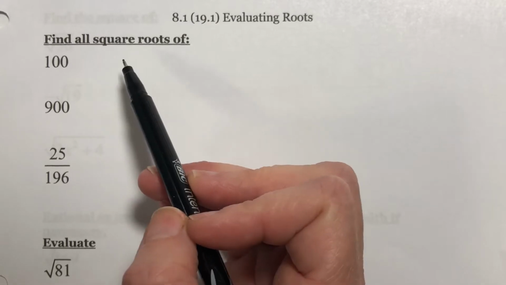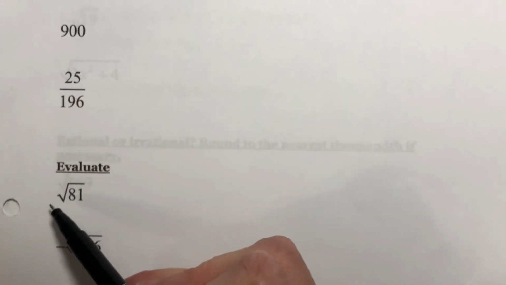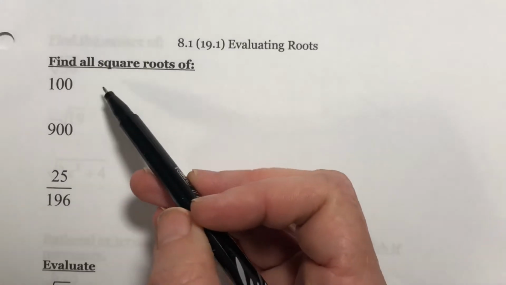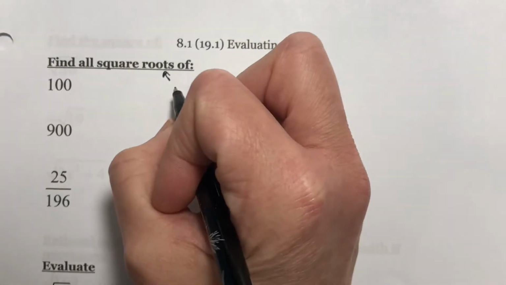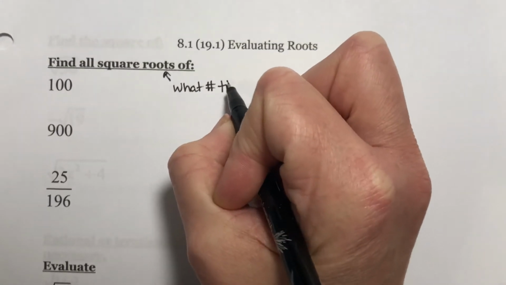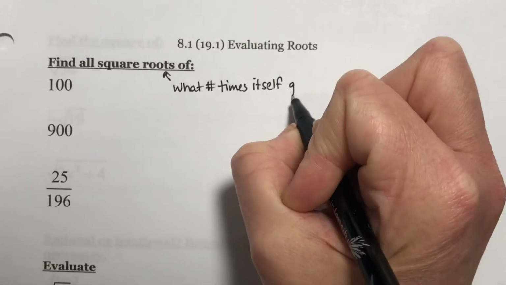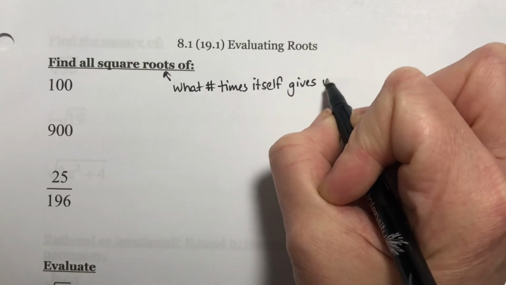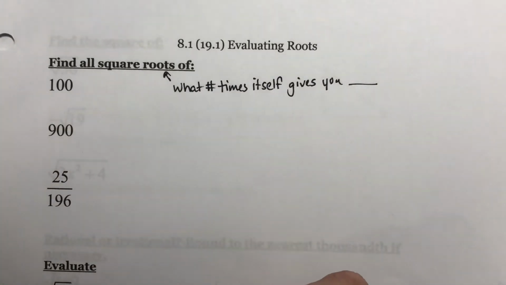Find all square roots of 100. Notice we don't have this little symbol here. We're going to talk about that in a second. Just all square roots of 100. This simply says what number times itself gives you 100?